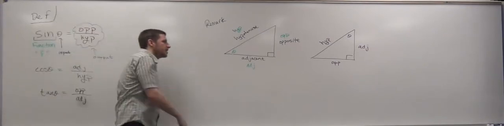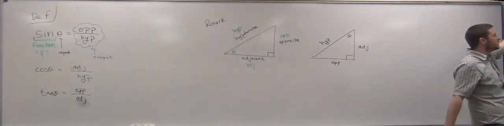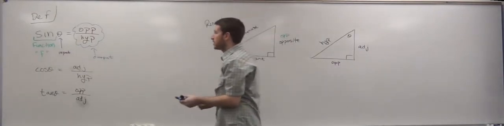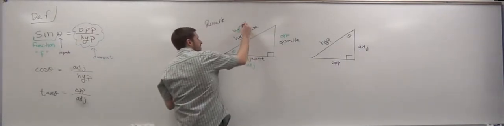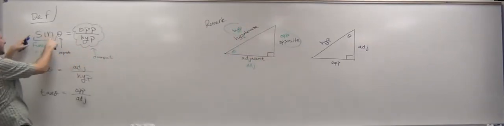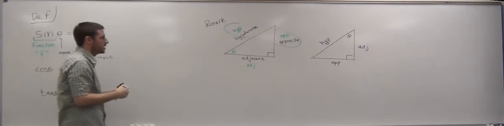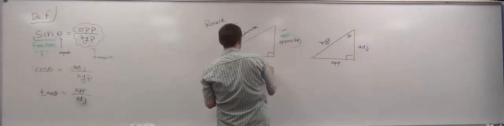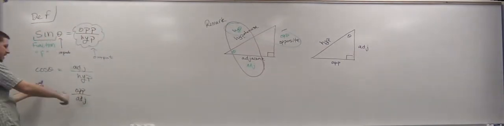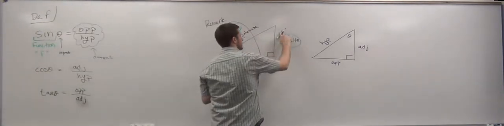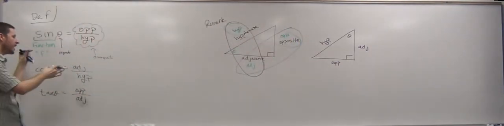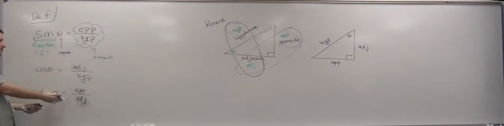So with these three, I've actually already chosen all the possible combinations of sides. Right? Sine, use these two. This first function, sine, use those two sides. Cosine, use these two sides. And then tangent, use these two sides. So I've picked every possible combination of sides that I can have, and I've used them to define these three functions.